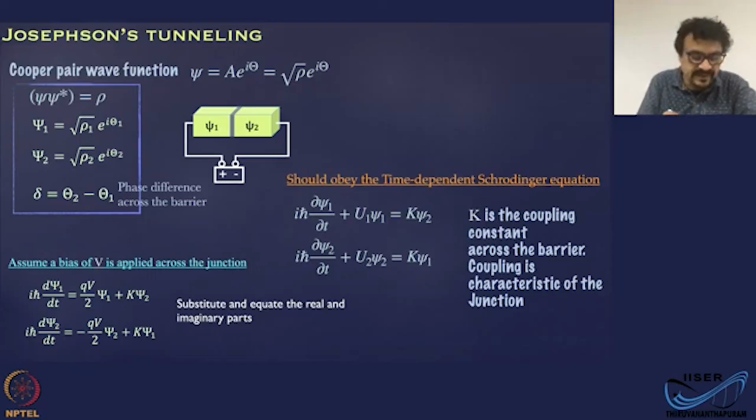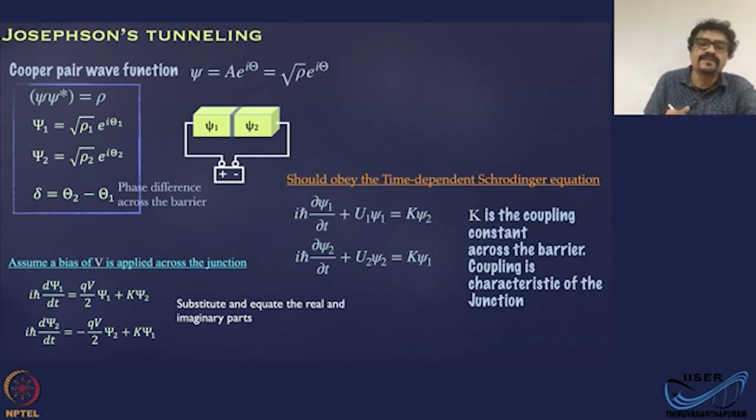Okay. So psi1 you can write as square root of rho1 e to the power i theta1, where rho1 is the Cooper pair density, the concentration on this side. Psi2 is square root of rho2 into e to the power i theta2, where rho2 is the Cooper pair density on the right side. And delta we are defining as the phase difference between the two sides. This is theta2 minus theta1. Okay. Now, these two are actually connected by a voltage source which is going to fix the potential across this device. Okay.